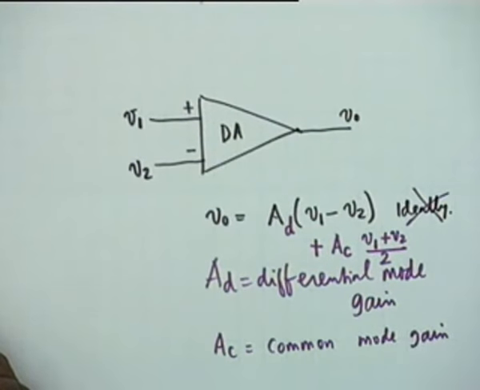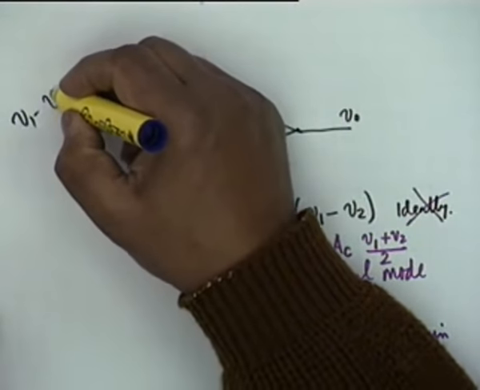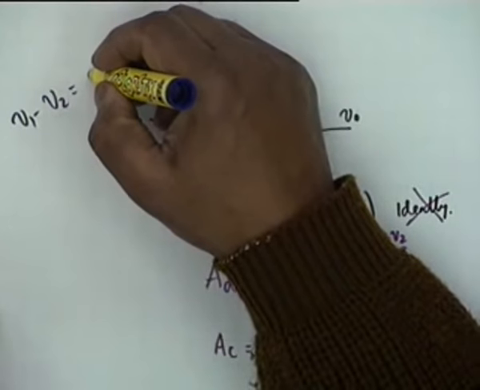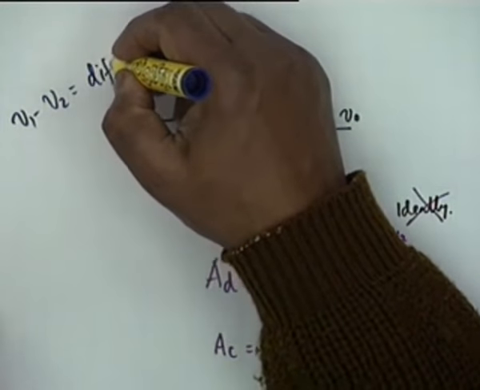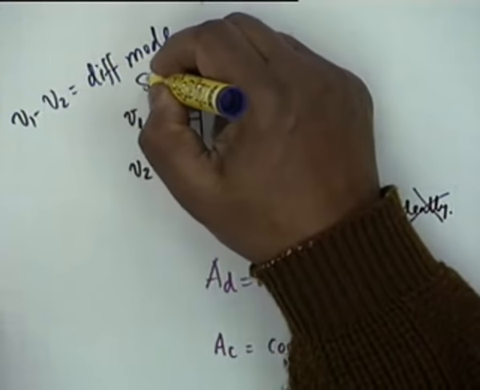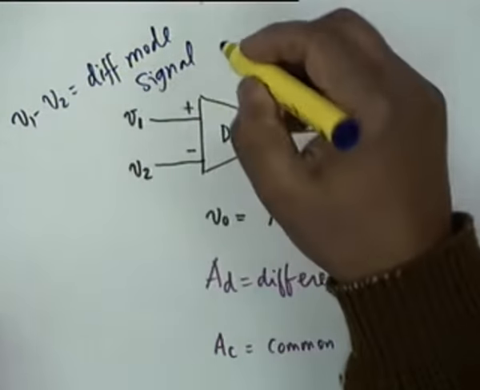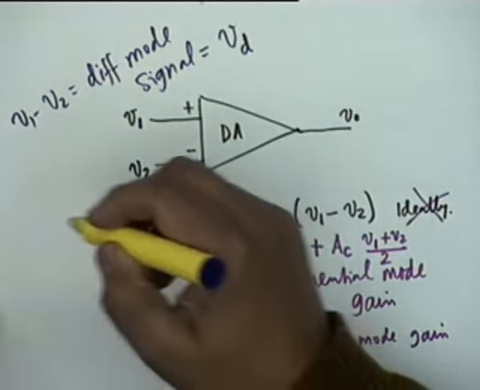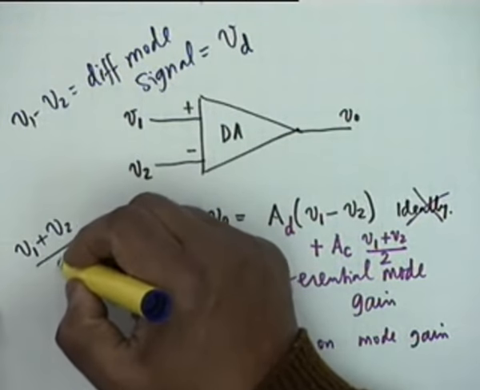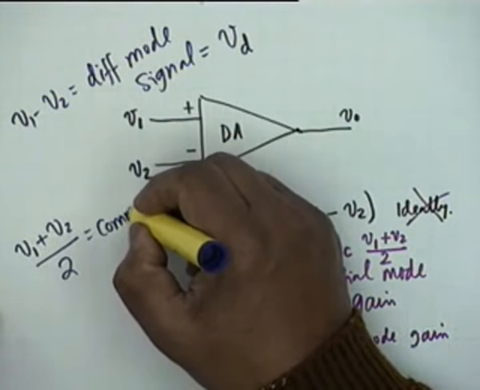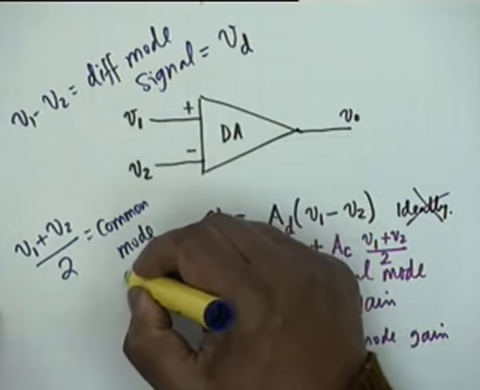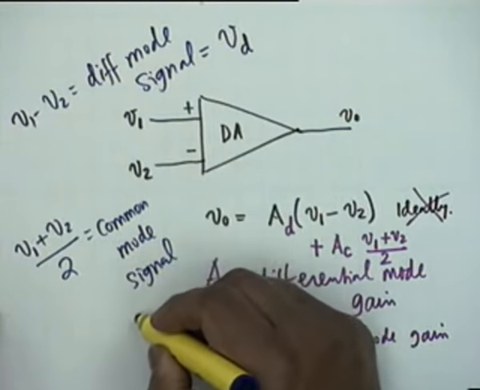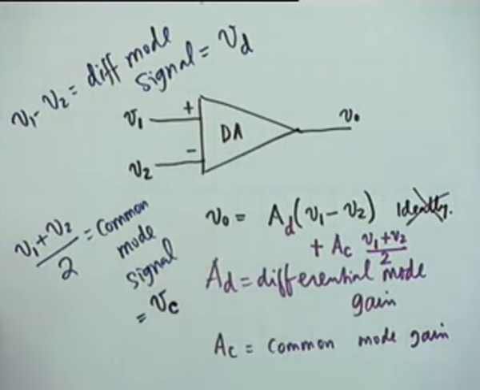Common mode gain. And accordingly, these two voltages, that is V1 minus V2, is called the differential mode signal, and we use the term V sub D for this, V sub small d, and V1 plus V2 divided by 2 is called the common mode signal. And the term for this is V sub small c, okay, common mode signal.